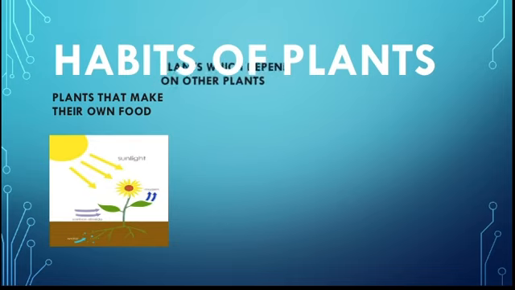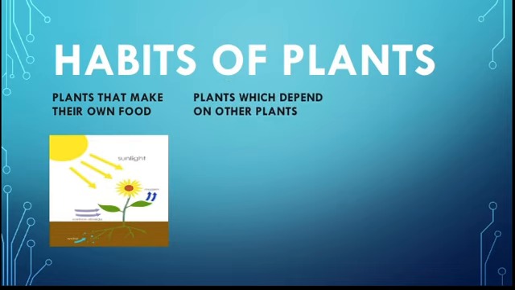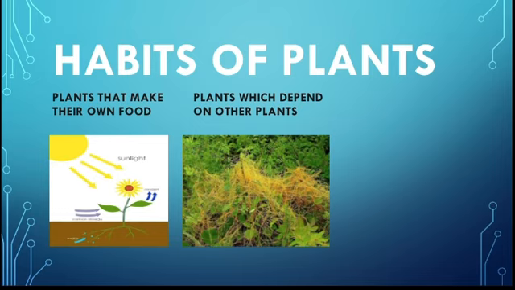Plants which depend on other plants. Some plants like cactus and sandalwood tree absorb water and nutrients from the roots of other plants. Such plants depend on other plants for their food, and these plants are called parasitic plants. Plants that eat other plants' roots are known as parasitic plants.